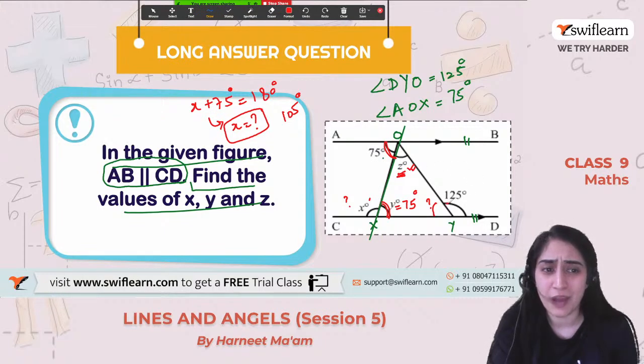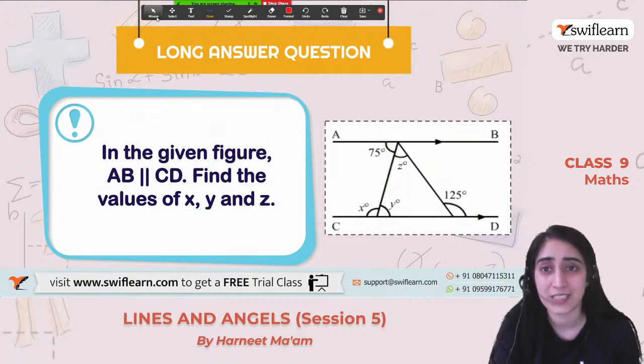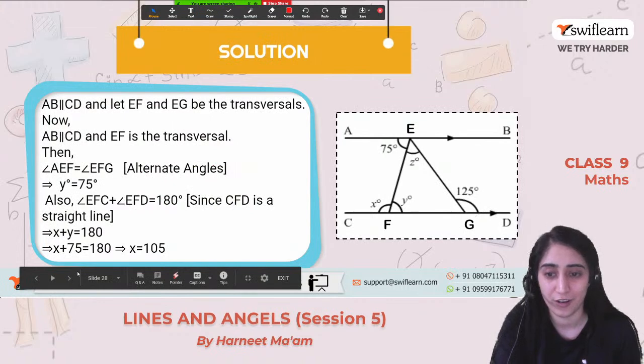See, what is having here? It is an external angle, right? So what do we say? The external angle is equal to the sum of the opposite interior angles. That means 75 degree plus X, plus Z, will be equal to 125 degree, right? So let's see. I got the answer. Z is equal to 50. Let's see, is it right or not?